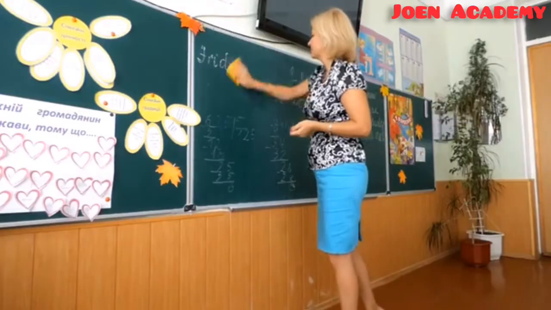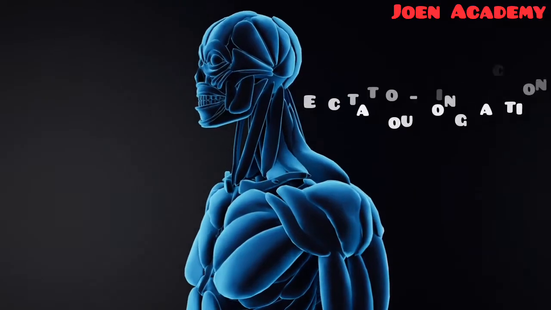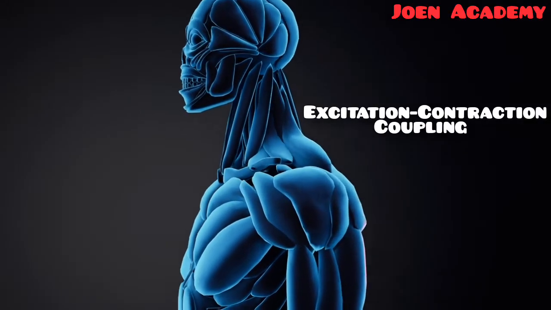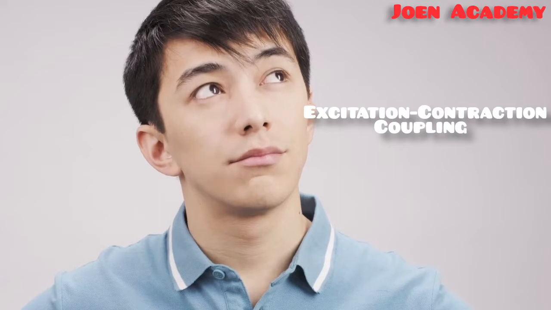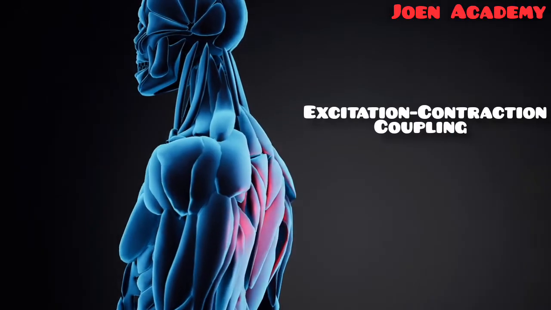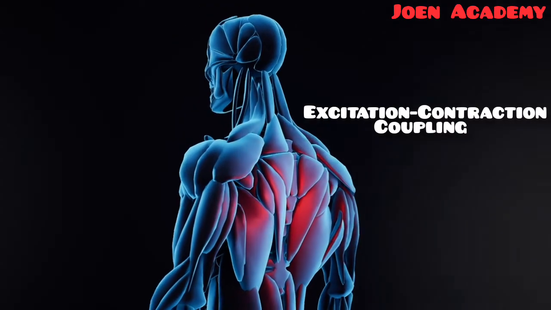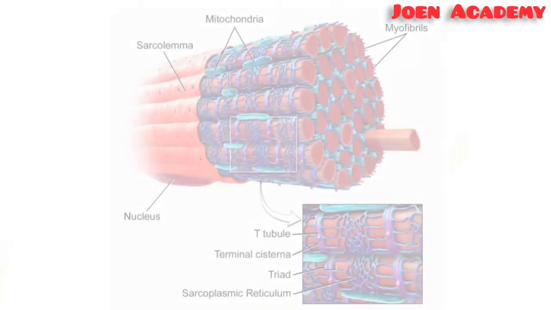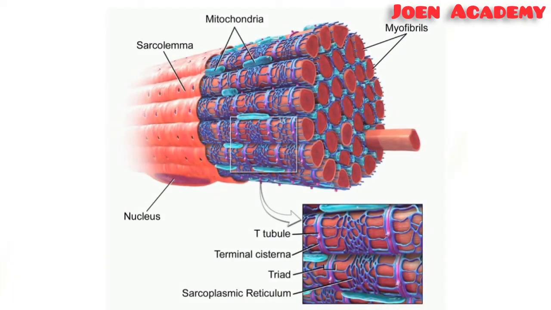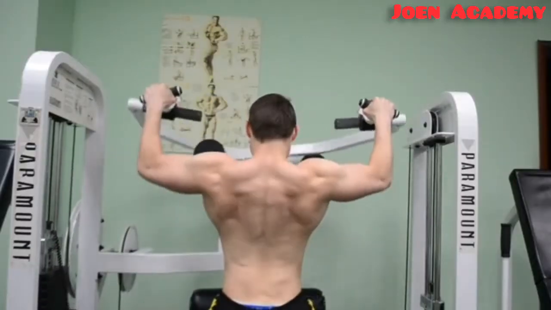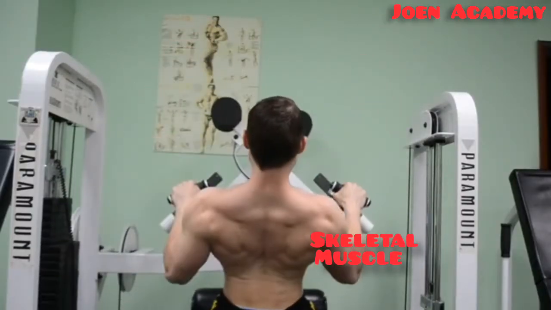Let's quickly look at the steps in excitation-contraction coupling. You might be wondering, what is excitation-contraction coupling? Well, excitation-contraction coupling is a physiological process that links the electrical stimulation of a muscle cell, that is the excitation of a muscle cell, to bring about muscle contraction. Where this happens primarily is in the skeletal muscle cells.